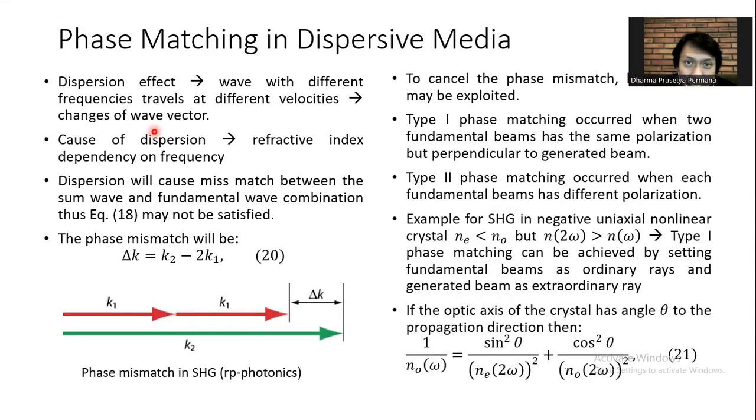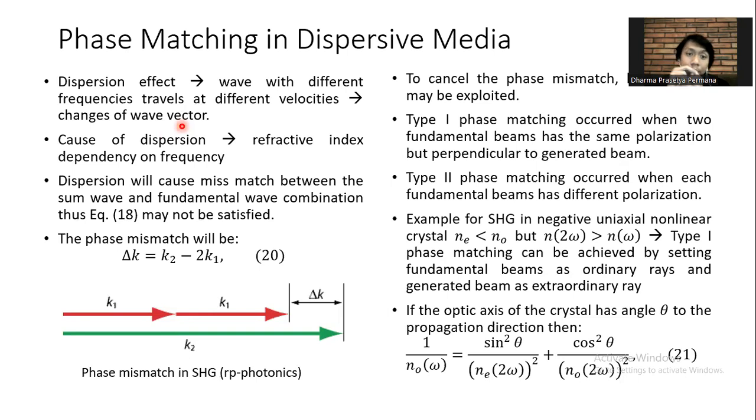Okay, so this is the phase matching in dispersive media, which I mentioned before. When dispersion occurs, light with different frequencies will travel at different speeds inside the material. This different speed or velocity will cause a change in wave vector, because the wave vector is related to the momentum of light, so it is related to the speed of the light inside the material. One of the causes of dispersion is the dependency of the refractive index on the frequency, so the refractive index changes with the frequency.